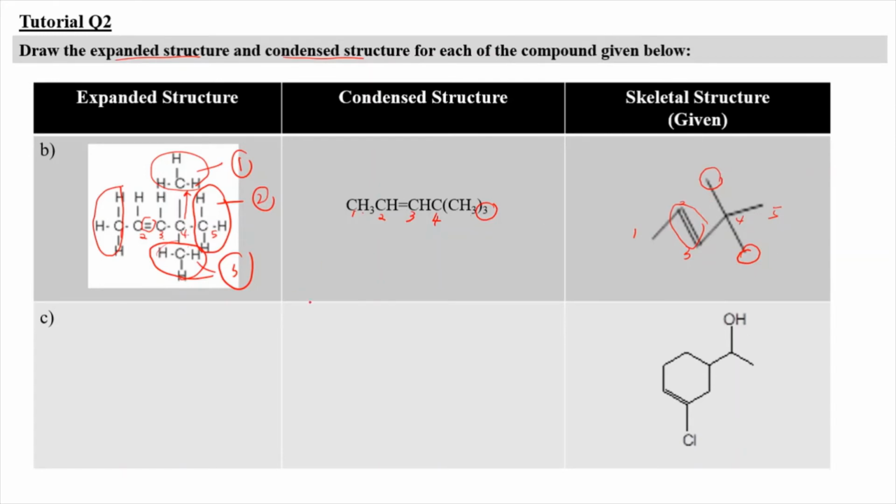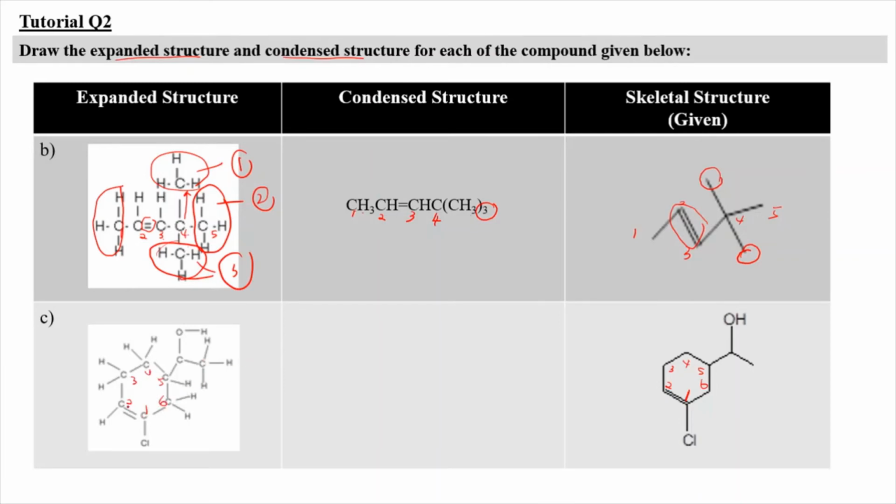Okay. Now we're going to focus on the expanded structure for part C. So given here is the skeletal structure. You're going to expand it truly, and you can show the Cl and OH here. You can start with the cyclic structure here, where, for example, if you want to number it 1, 2, 3, 4, 5, 6. So you're going to have 1, 2, 3, 4, 5, 6.